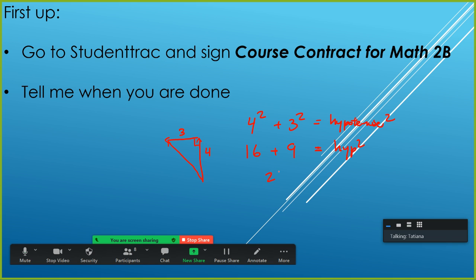25. 25 is the hypotenuse squared. We take the square root. So the square root of 25 is the distance. In your calculator, find the square root button. Or you can ask yourself, what number times itself makes 25? 5. Yeah, very good. So 5 is the distance. It's the hypotenuse of this right triangle we made, the distance between the two figures.